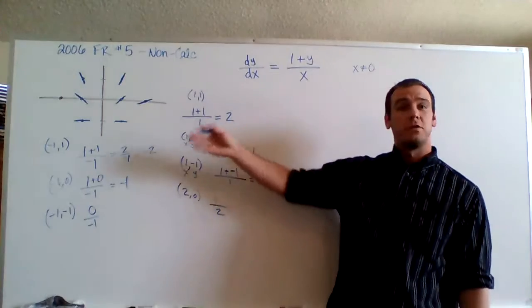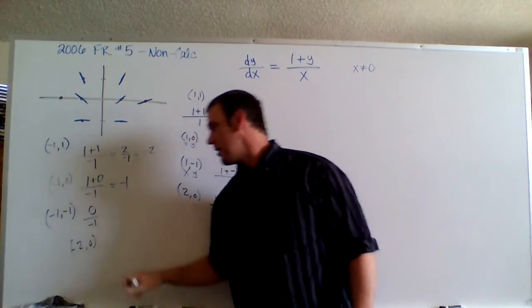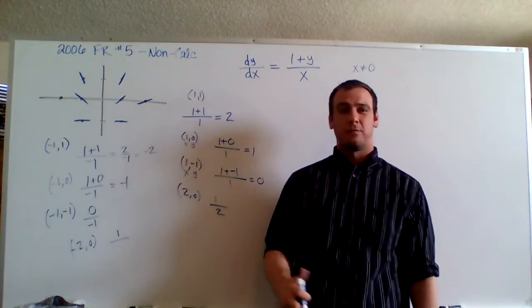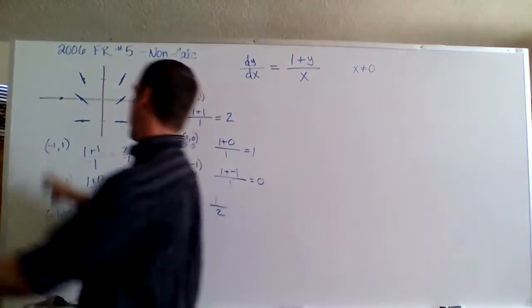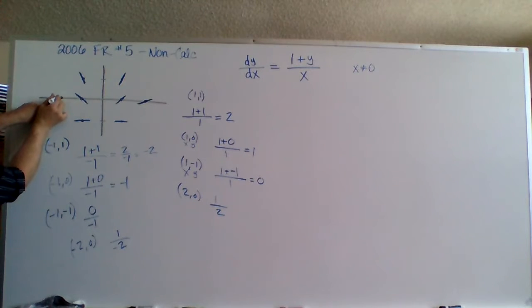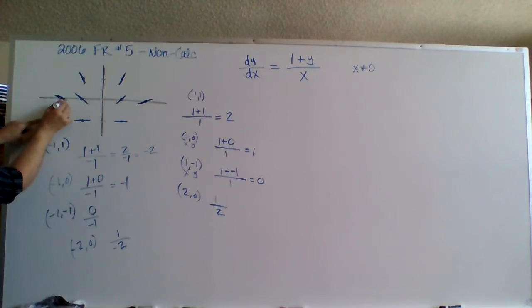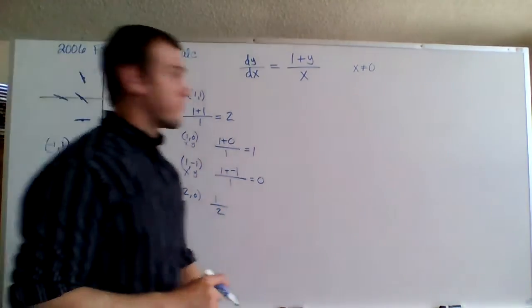Okay, the last one's going to be (-2, 0). At (-2, 0), we get 1 plus 0 is 1, all divided by x, which is negative 2. So here we have a slope of negative 1/2. So I'm going to go down 1 over 2. It should just be less steep than this one. Okay, the way I drew that, that looks pretty similar, so I'm just going to adjust it a little bit more. Okay, now I can definitely tell that's less steep than that one.